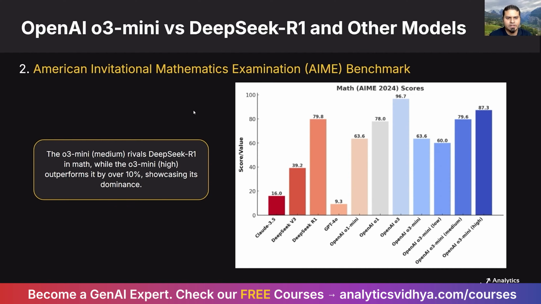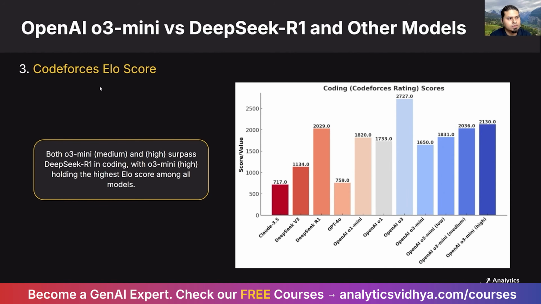Coming to the AIME benchmark, focusing on math, o3-mini with medium reasoning rivals DeepSeek R1, as you can see here. Very, very similar performance, while o3-mini with the high reasoning level outperforms it by almost 10%, showcasing its dominance. On the Codeforces ELO score, o3-mini medium and high, which you can see on the right-hand side, surpass DeepSeek R1 in coding. It performs way better than DeepSeek R1, holding the highest ELO score amongst all models.